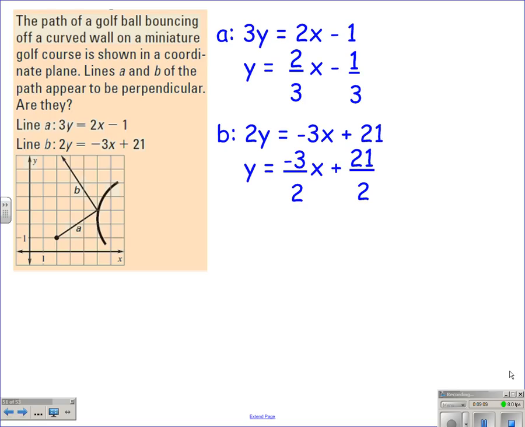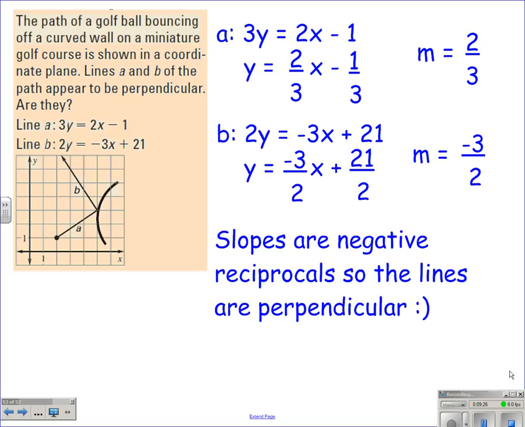All we are concerned with here is our slope. The slope on the first one is 2/3. The slope on line B is -3/2. If they're perpendicular, those two slopes have to be negative reciprocals of each other. They are negative reciprocals. How wonderful! So since they are negative reciprocals, those two lines are perpendicular.